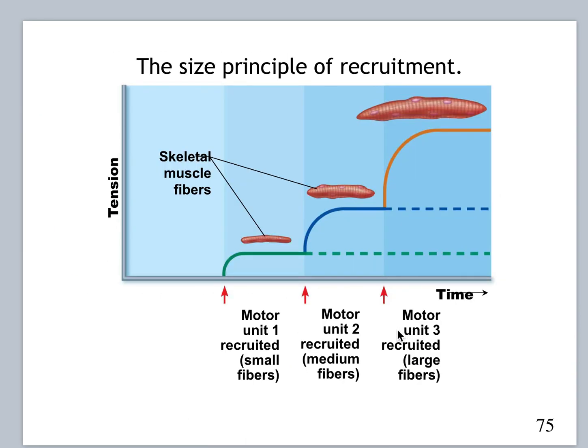This shows the same thing. The motor units: first the small fibers are recruited, then the medium fibers, and then the large fibers. And the combination of this adds to the tension in the muscle through the recruitment of different motor units.